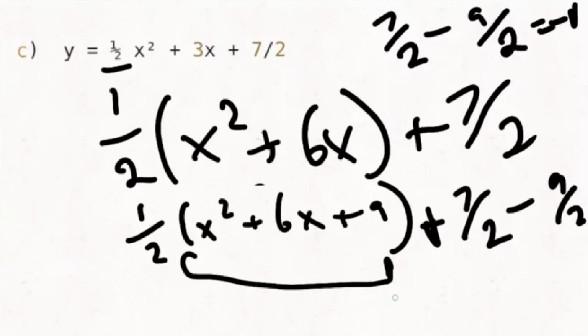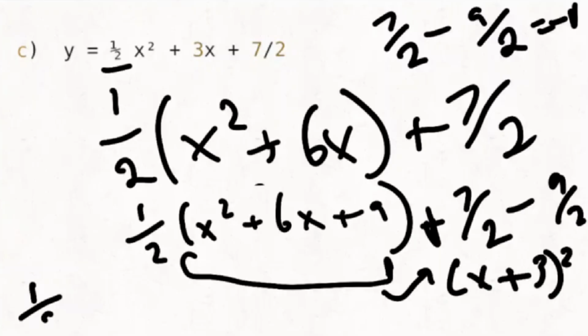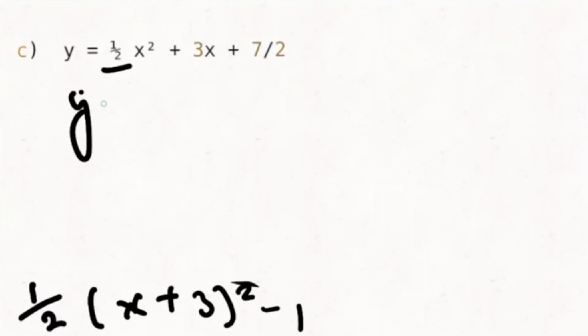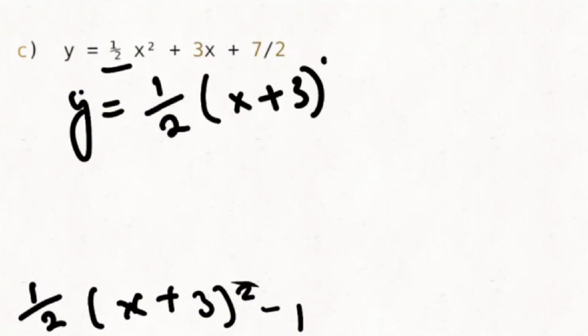And this square right here is going to be x plus 3 squared. So our final vertex form is going to be 1/2 x plus 3 squared plus negative 1. And we can obviously rewrite this as minus 1. Our final vertex form answer is y equals 1/2 times x plus 3 squared minus 1. This is our final answer.